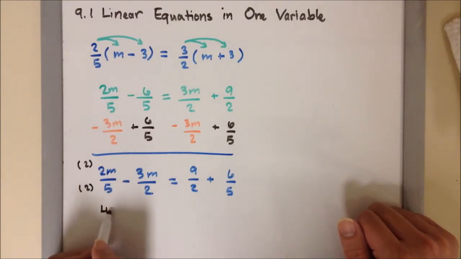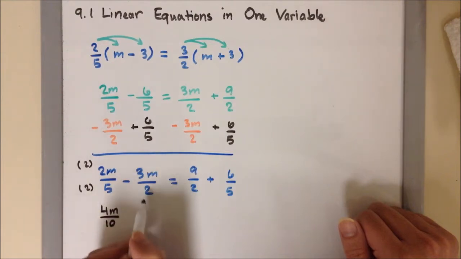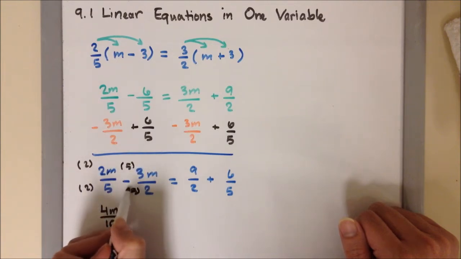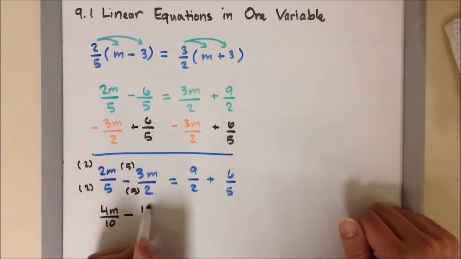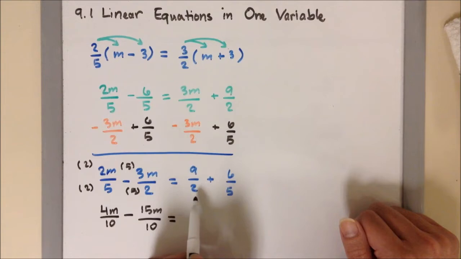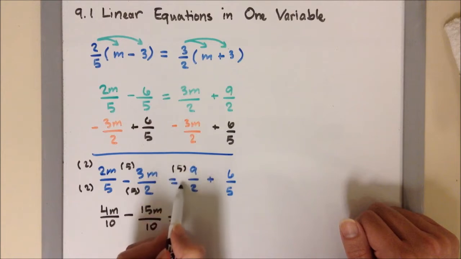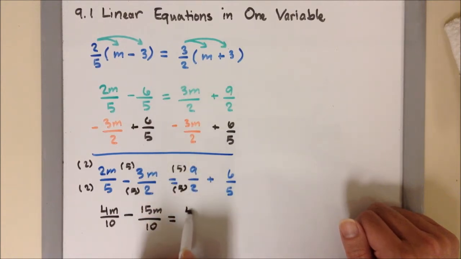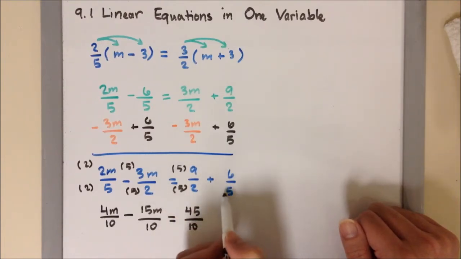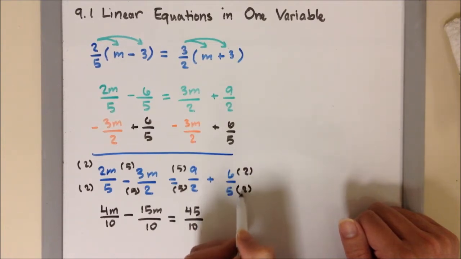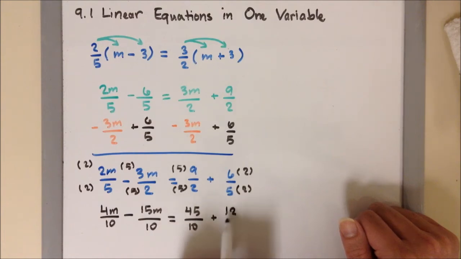So I'm going to write right here, this will be 4m over 10. Here, to get a denominator 10, I'm going to multiply top and bottom by 5. So it's going to be minus 15m over 10. Now I'm going to do the same process here. To get this denominator of 10, I'm going to multiply top and bottom by 5. So it's going to be 45 over 10. And then here, same thing. To get a denominator of 10, I'm going to multiply top and bottom by 2. So this is going to be plus 12 over 10.